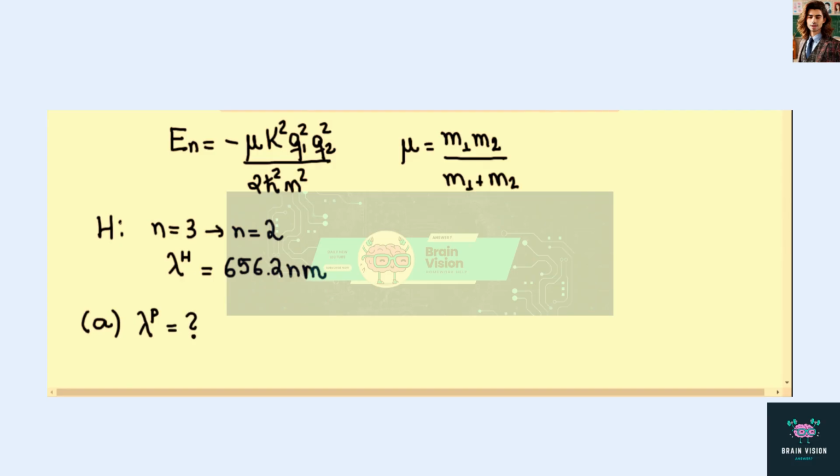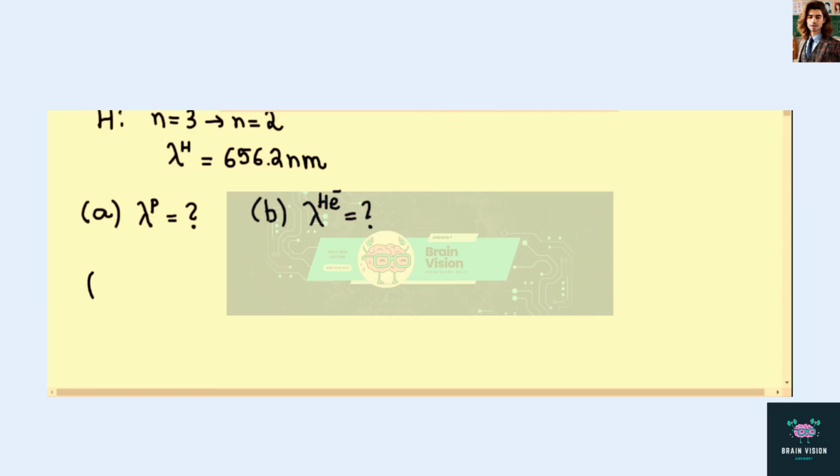Remember that the positronium consists of an electron that orbits a positron. And in question B, we have to calculate the wavelength lambda that will be produced by an ionized helium atom. In both situations, we consider that the transition is from the third energy level to the second one, so from n equals 3 to n equals 2. Let's solve question A.